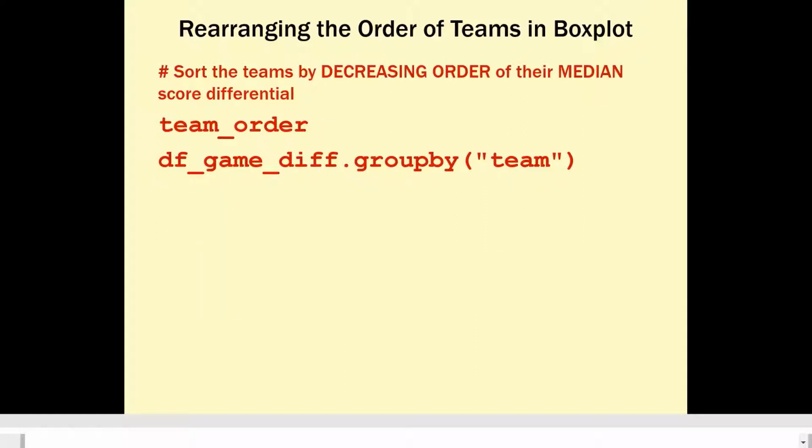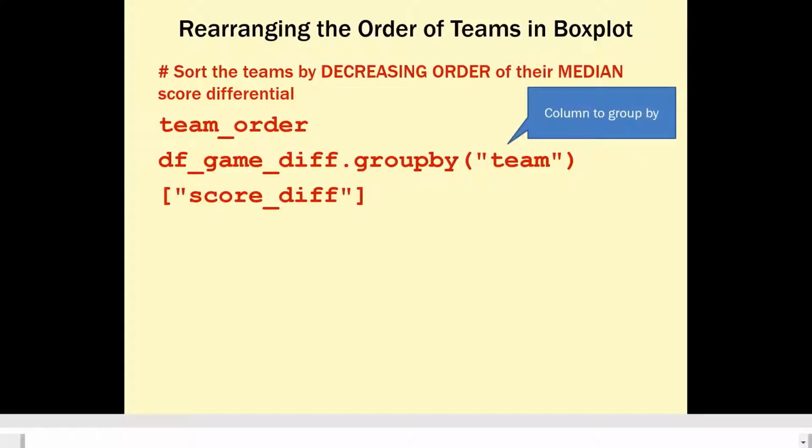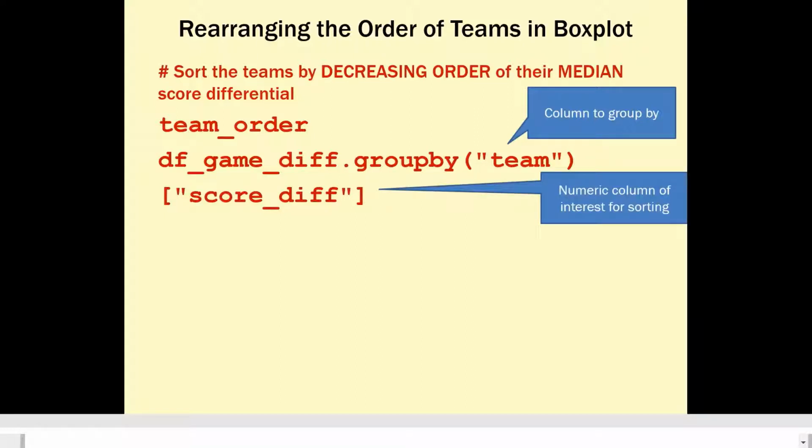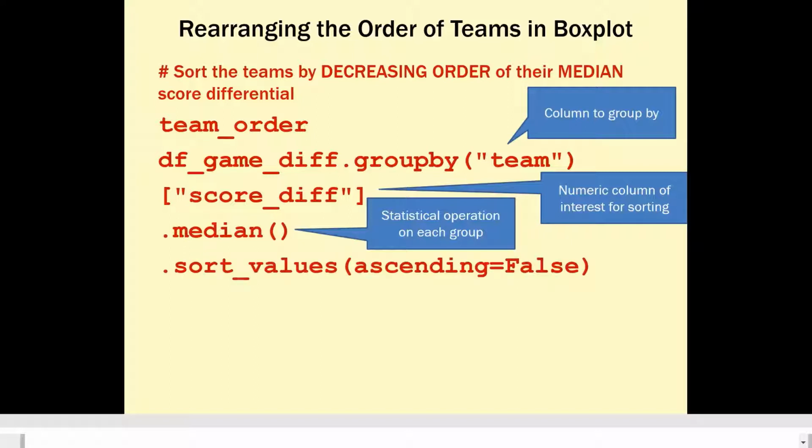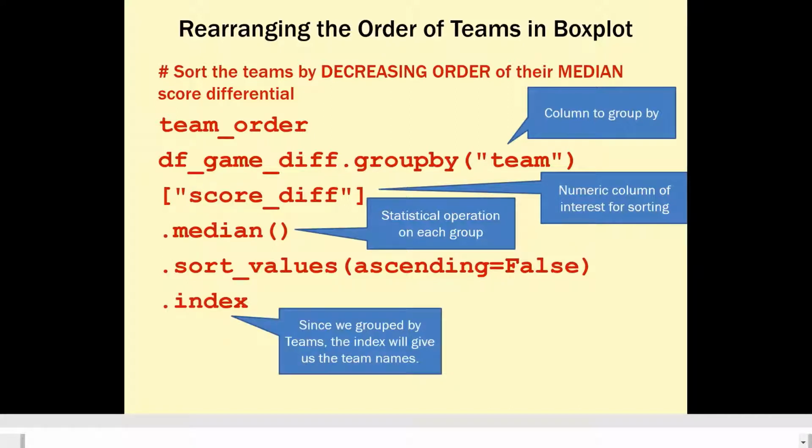In other words, once again, I will group it team by team. So the column to group by is team. Then I will take the score differential. This is my numeric column of interest on which I have to apply some statistics. I'm going to apply median in this case, the median score of all the 16 score differentials that each team has. Take the median value, which is very close to its mean, but doesn't have to be. And then I'm going to sort it by that median because I want highest to lowest. And I will use the index value. I want to just get the team names. Now let's go over to Python and see how this is done.